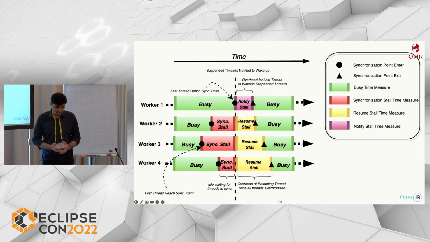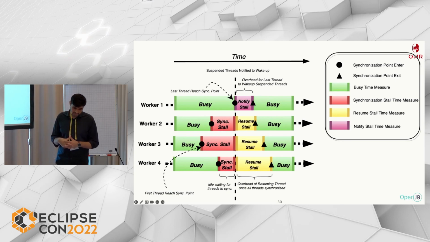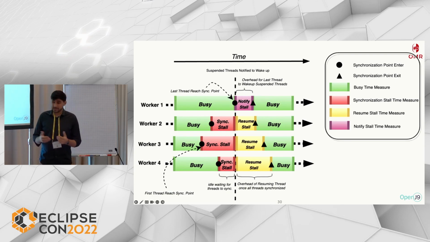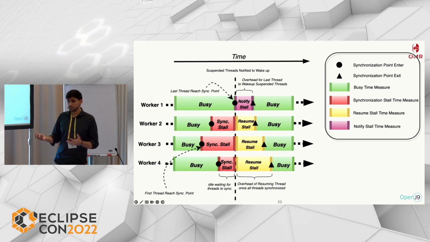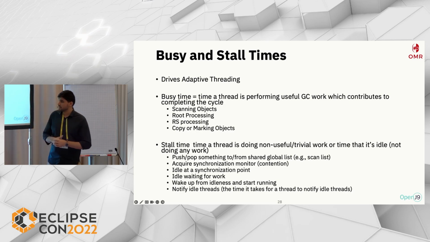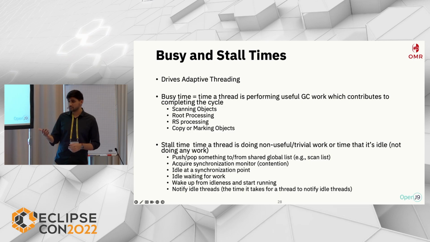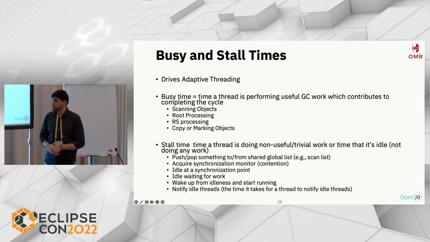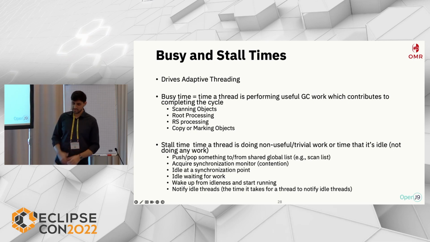We're also looking at things such as when a thread is idle and not doing any work at all and it's waiting for work, so that's also considered stall. Sorry, I think I forgot to mention some examples of stall. So some examples of stall include idle waiting for work, idle at a synchronization point like I just mentioned, waking up from idleness, notifying idle threads, and then pushing and popping onto global lists, or acquiring a synchronization monitor. So these are all dependent on the number of threads we use, as they don't explicitly contribute to completing a GC cycle.